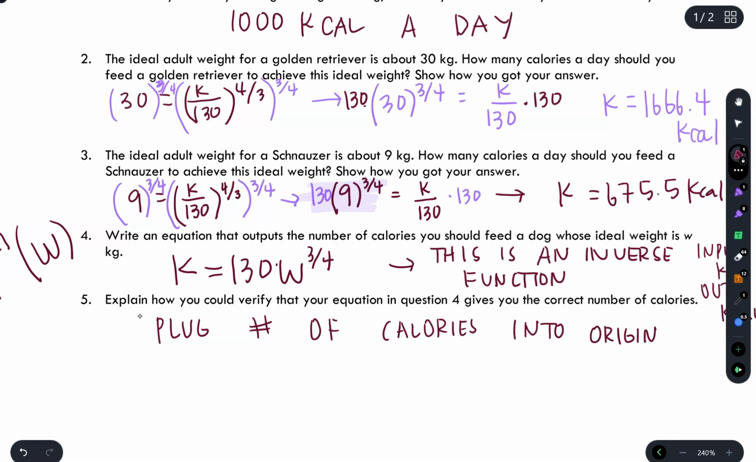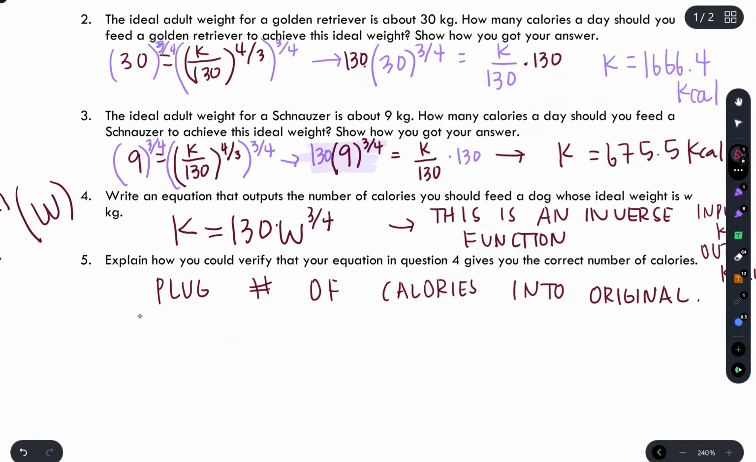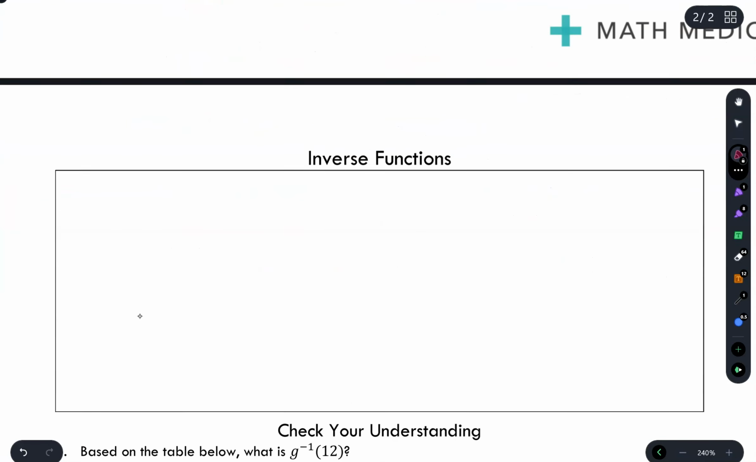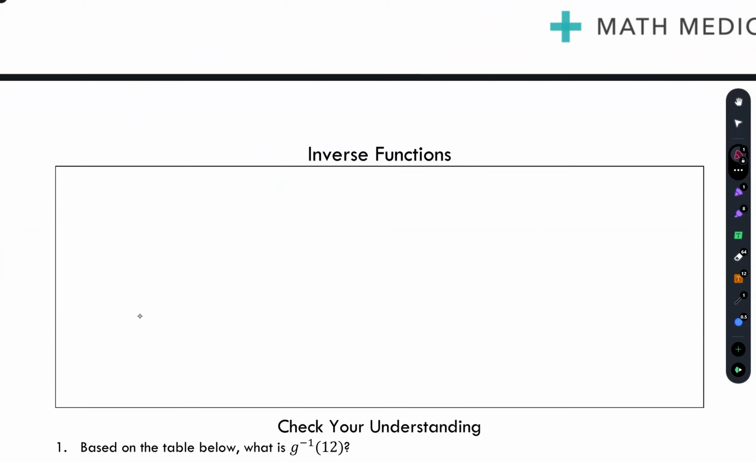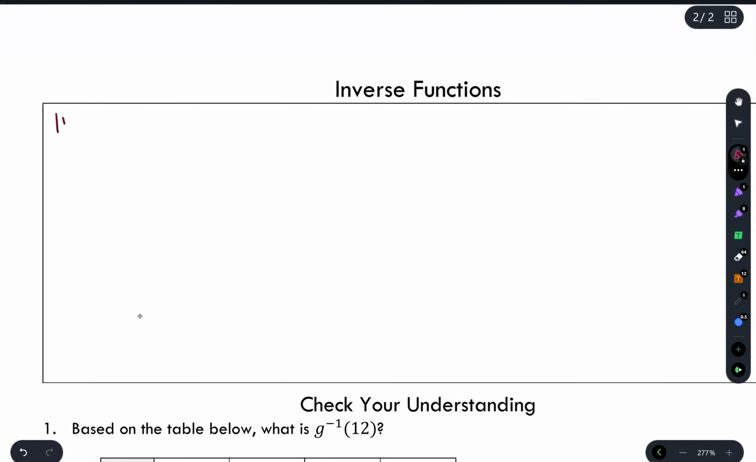Okay, so this is our inverse functions. Something that's interesting about an inverse function is that the composition of the original function and the inverse function is going to give you x. So if they are inverse functions of each other, we can show that they are inverse functions by taking the composition. Remember, composition is plugging in one inside of the other.